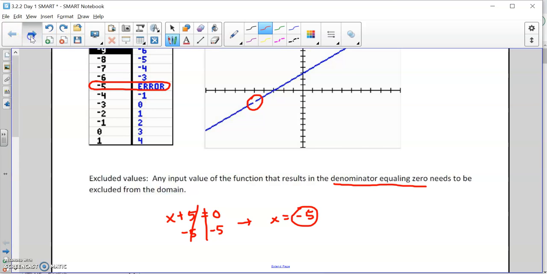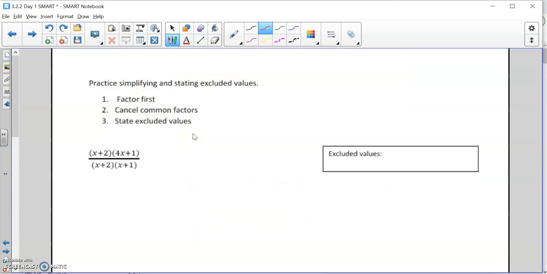All right, so let's do some practice problems that involve both excluded values and also simplifying rational functions. So I have some steps here for you. Whenever you're dealing with a problem where I'm asking you to simplify a rational function, the very first thing you do is factor anything that looks like it can be factored. Sometimes you'll have a problem where you don't need to factor anything, and that's fine. But sometimes you will have to factor something, and when that happens, you have to do it first.